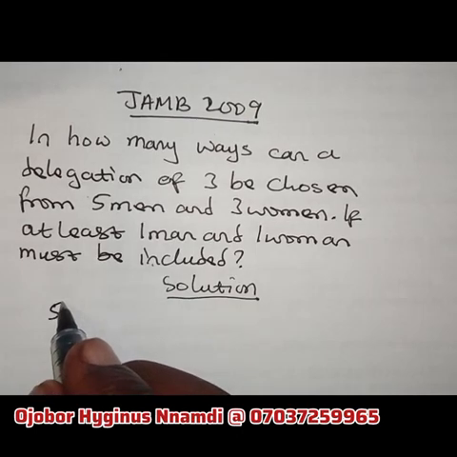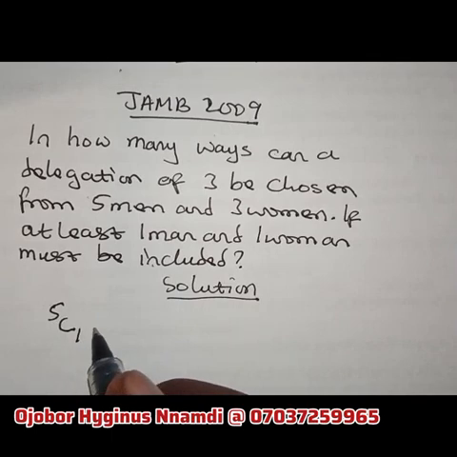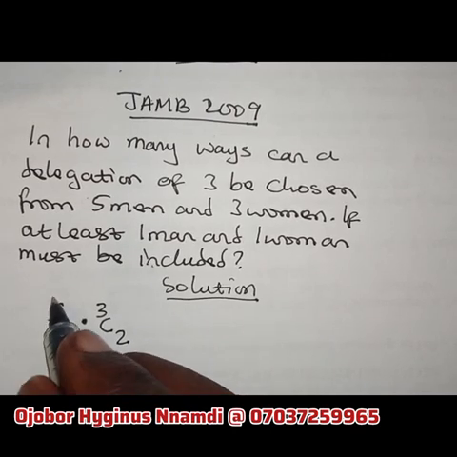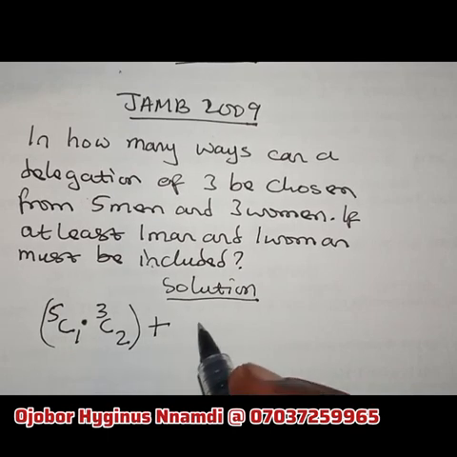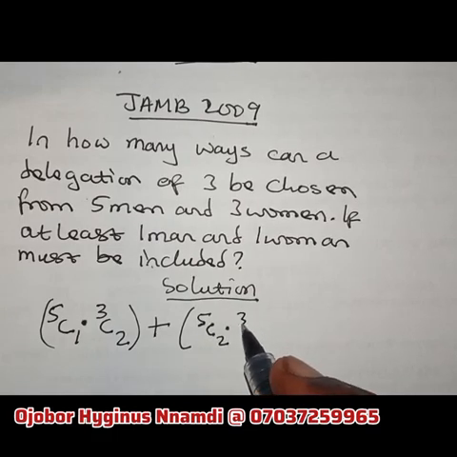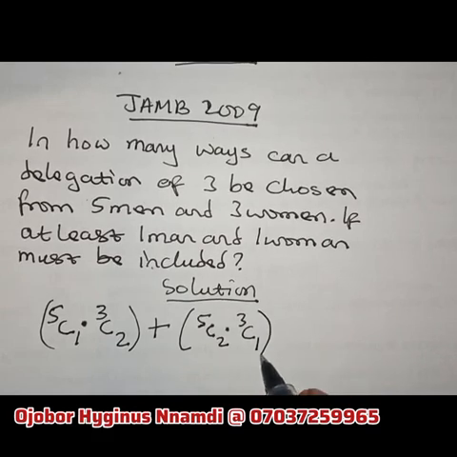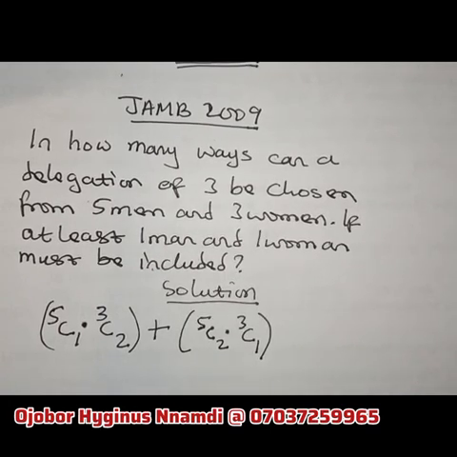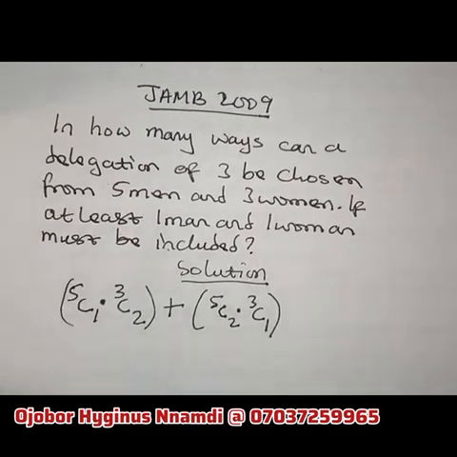out of the 5 men, if you decide to pick only 1, then out of the 3 women, you have to pick 2 in order to make them 3. Or if you decide to pick 2 men, then you will have 1 woman to make them 3. But you cannot decide to choose 3 men because you need only 3 persons. So if you choose 3 men, there will be no woman. But the condition is that there must be at least a woman. So this is how we are going to do that.